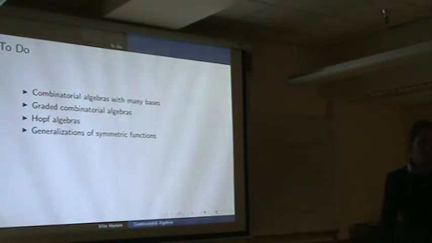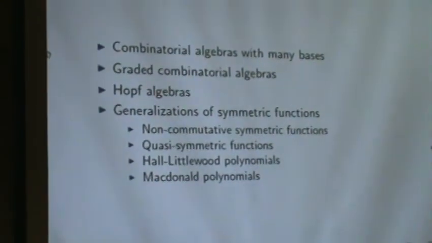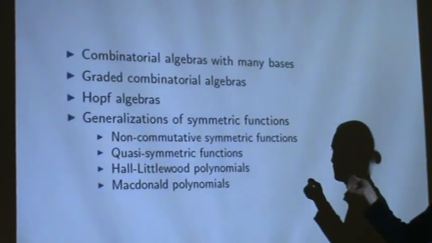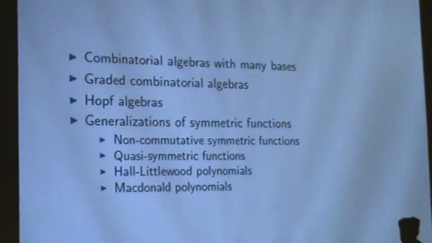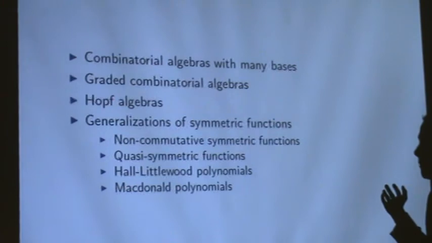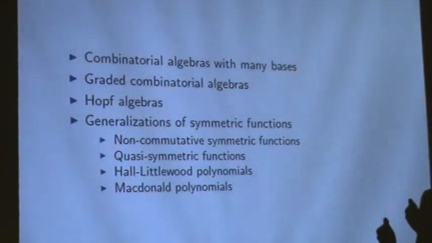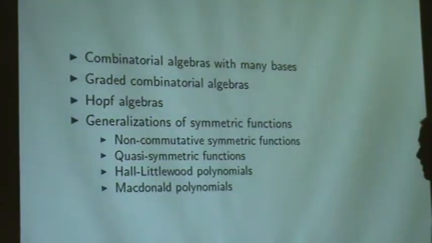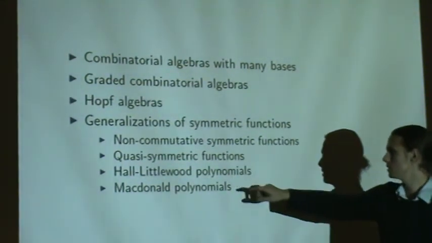Here are some generalizations of symmetric functions. You could have non-commutative symmetric functions. Before, in our multivariable polynomial ring, all of these symmetric functions did commute. So we could look at what we get if none of the variables commute. What sort of objects do we get there? These things called quasi-symmetric functions.